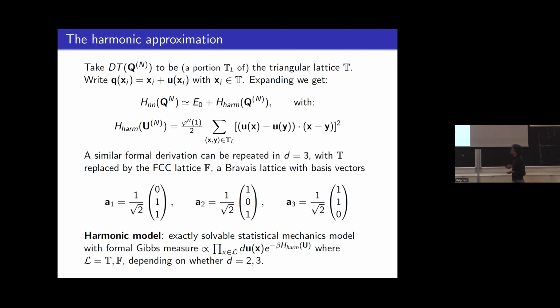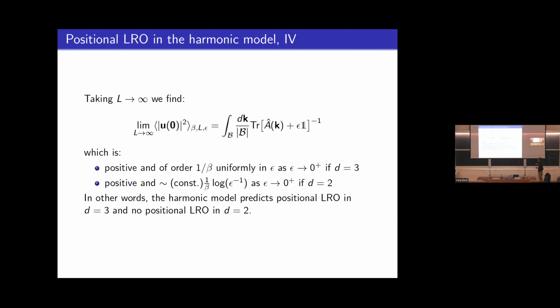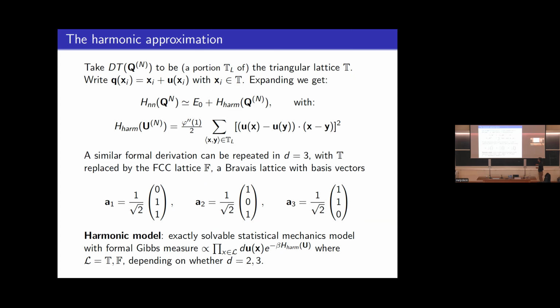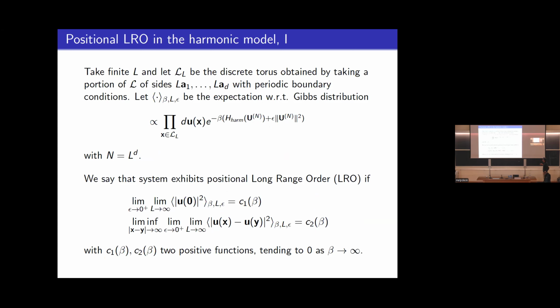Okay, so the harmonic model is by definition the statistical mechanics model with Gibbs distribution e to the minus beta H harmonic, where H harmonic is this one. So you can say that this is a model defined independently. Of course, the reason why we believe it's relevant for this problem is that, at least heuristically, this is the way it's connected with the original problem. Now notice that this Gibbs measure is Gaussian, so we can compute everything. In particular, we can ask ourselves whether the model exhibits positional long-range order or orientational long-range order. Let me define what I mean by positional long-range order; orientational long-range order has a similar definition.